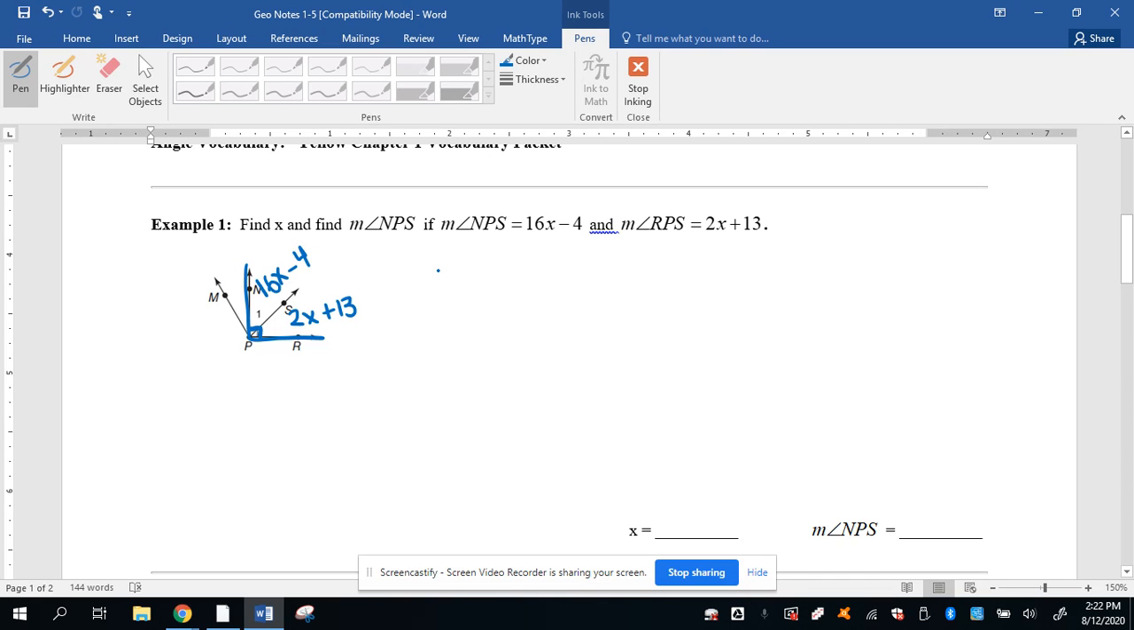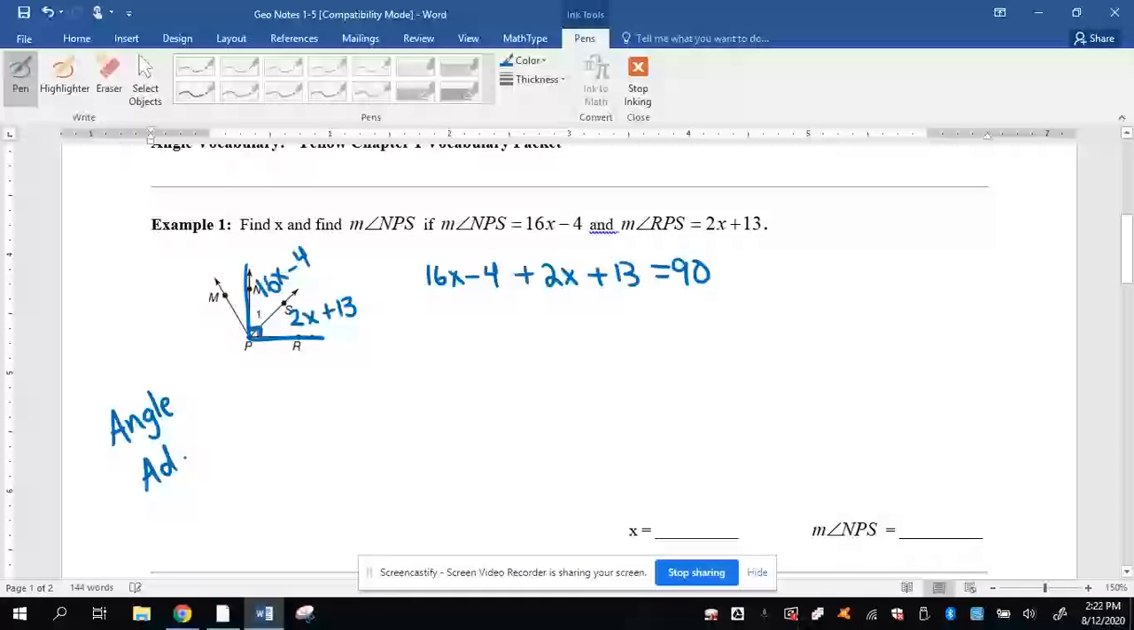So 16x minus 4 plus 2x plus 13 add to 90. We've used this before. Let's write it again. This is called the angle addition postulate. A postulate is something that is true, but we cannot prove it. We do know that pieces of angles add to get the total degree.